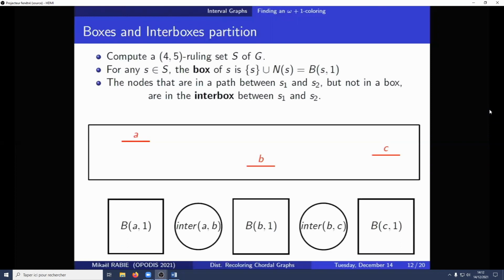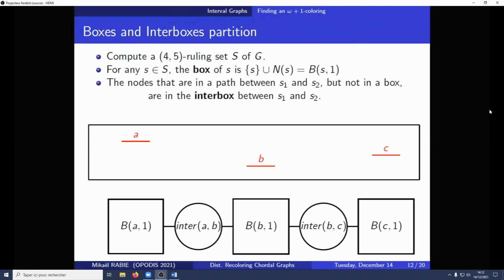And actually, we can see that with this choice, basically each box will perform a cut of the graph, and also the interbox. Basically, from the box of B, all the edges that are not inside will go either to inter AB or inter BC.